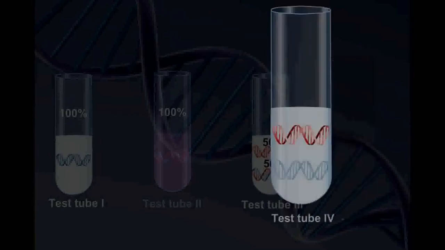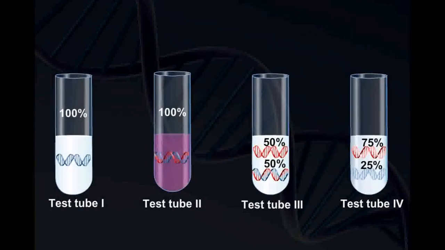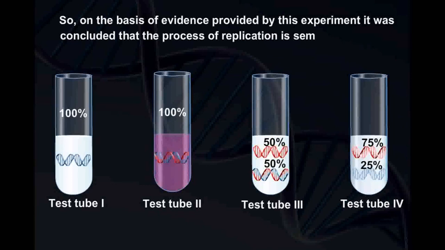Test tube 4, having third generation in N14 medium, contains 75% DNA with light isotope as compared to 25% DNA with heavy isotope. So on the basis of the evidence provided by this experiment, it was concluded that the process of replication is semi-conservative.